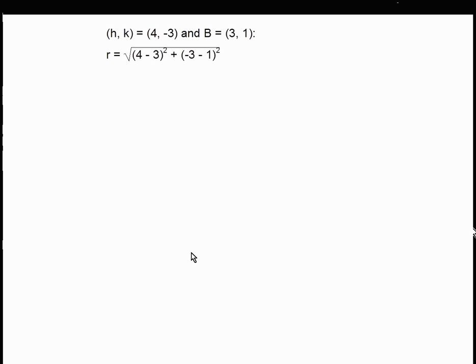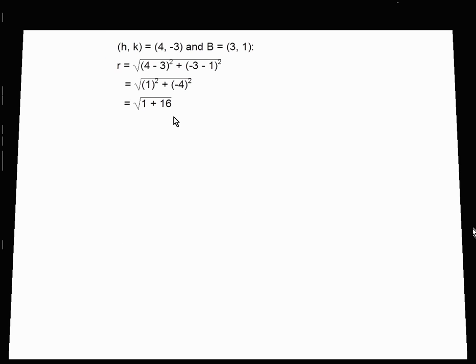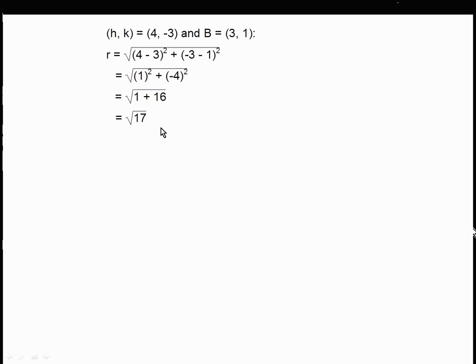So R is going to be the square root of, okay, the difference in the x's, 4 minus 3 squared, plus the difference in the y's squared, so -3 minus 1. So that's 1 squared plus -4 squared. That's 1 plus 16, which gives us 17. Now don't worry about the fact that it's an awful square root, because remember, the equation uses R squared. So R squared is 17.